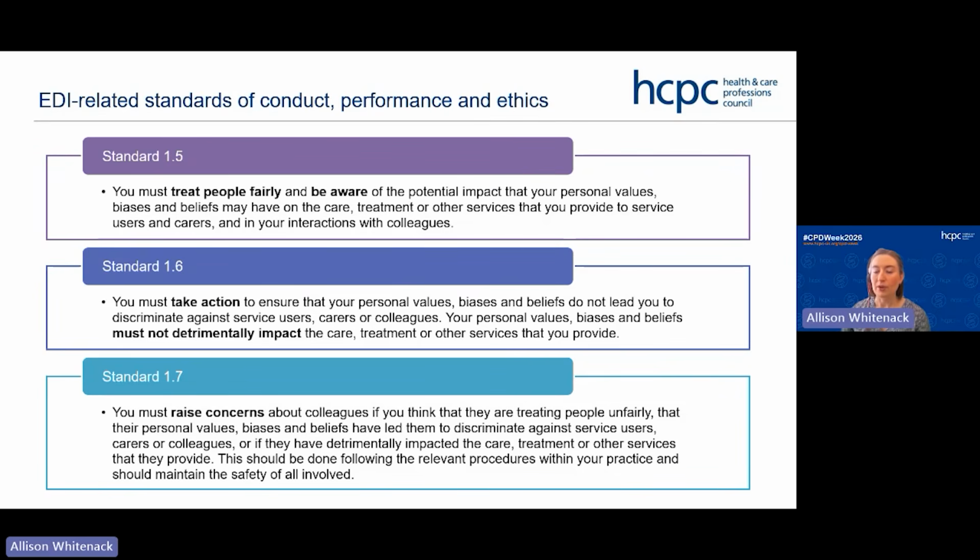So something important to note about the standards of conduct, performance, and ethics is that they are also all interrelated. That means that to meet a standard, you often have to meet others to do so effectively, and that many standards may be relevant at once. So, for example, to meet Standard 1.6, registrants need to be aware of the potential impact of their personal values, biases, and beliefs on the services that they provide, which is Standard 1.5. Simultaneously, to treat people fairly, Standard 1.5, registrants may need to take action, Standard 1.6, or even raise concerns, Standard 1.7. So it's important to look at all 10 of the standards of conduct, performance, and ethics together.